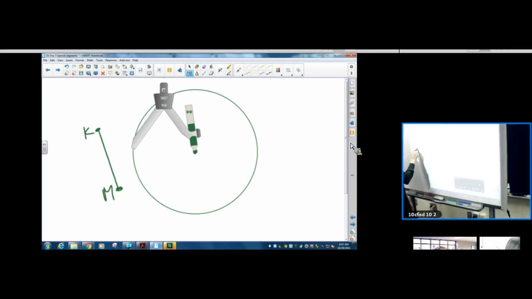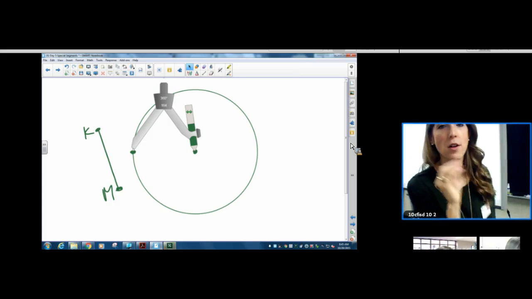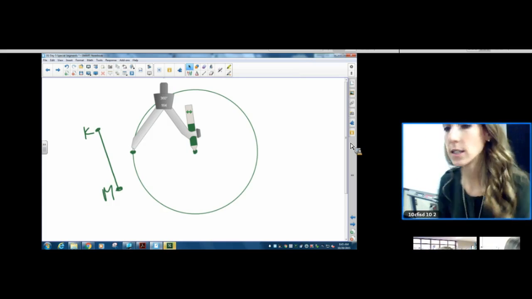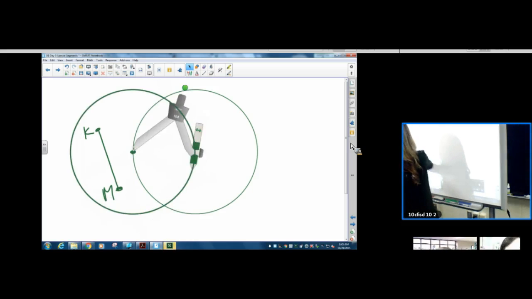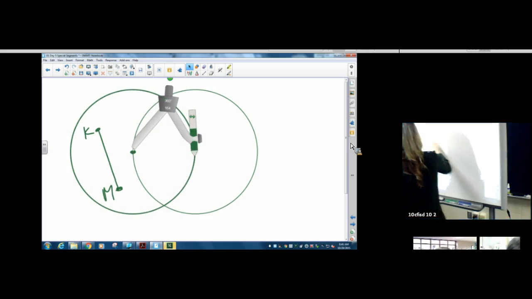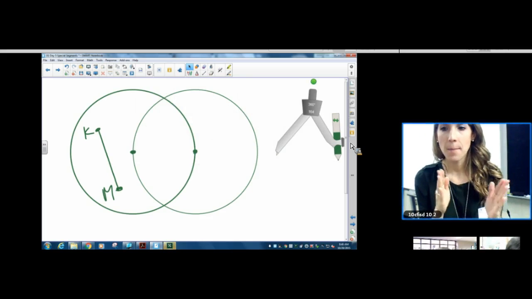I need to make a note of where my needle is. That's really important to put a dot where your new needle location is. And then you make another circle. This other circle needs to go through the center of your original circle. Now I have 3 points.